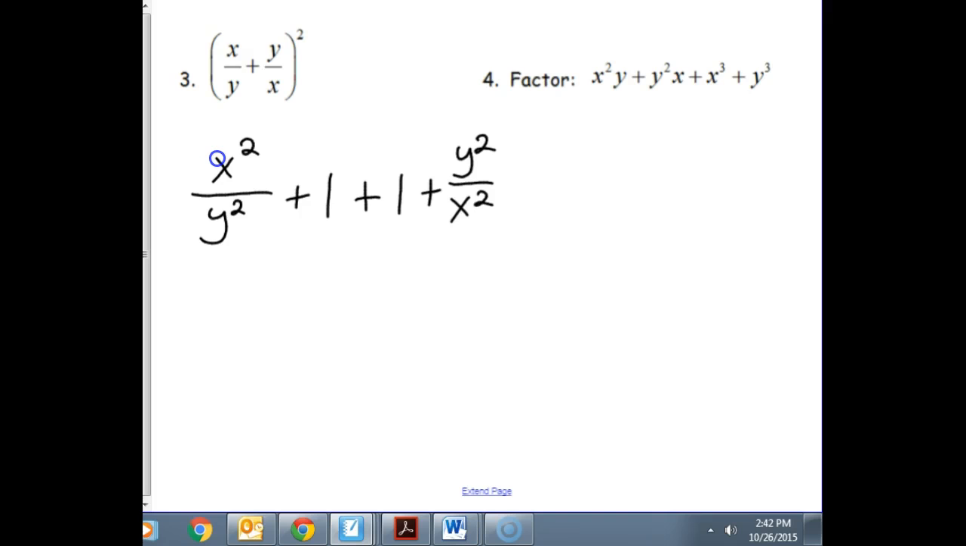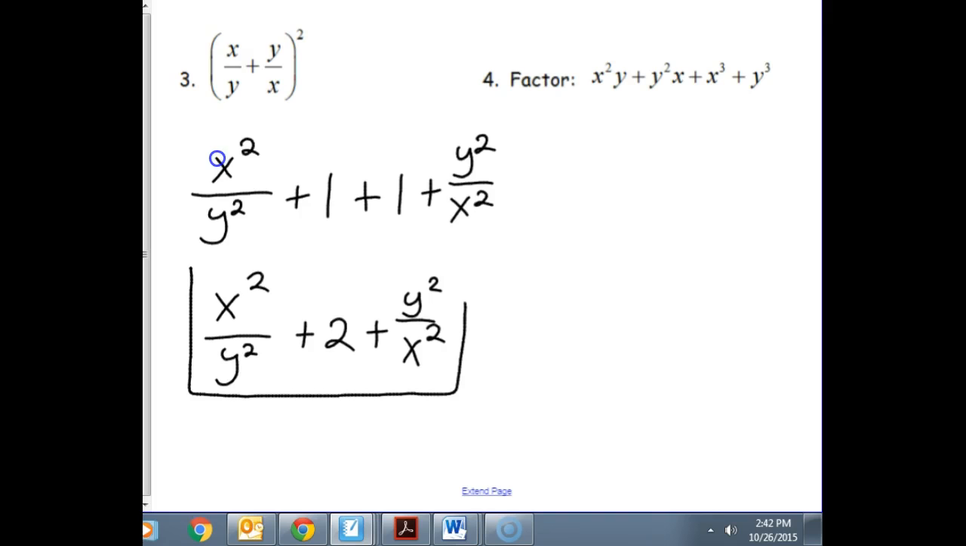So, combine like terms, we have x squared over y squared plus 2 plus y squared over x squared. Alright? And I just needed to show you guys how those reciprocals multiply together and that they equal 1. Okay? That's what we were kind of looking at on that one.